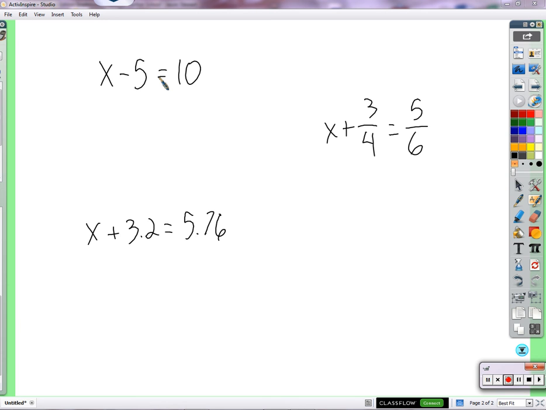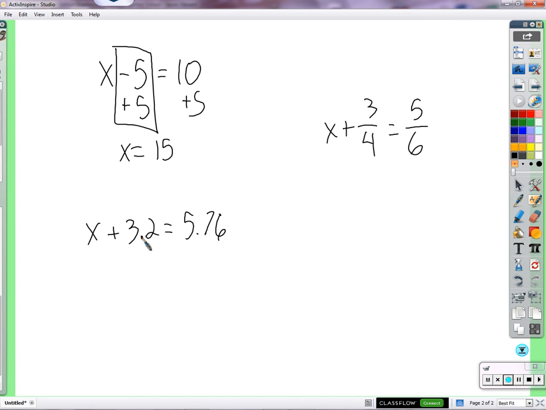So if we look at that with our symbols, we would add 5 because this negative 5 and this positive 5 cancel each other out. We add 5 to the other side because we don't want to make it unbalanced. And we find that x is what? 15. X is 15.